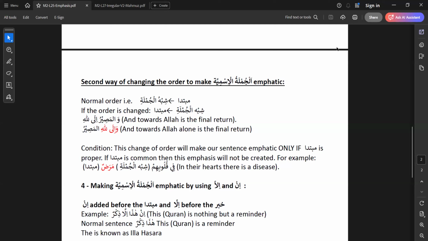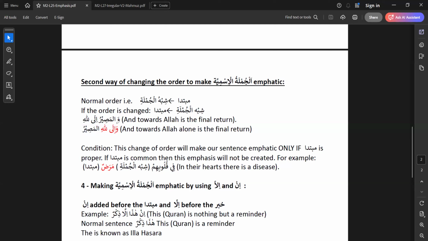But if the order is changed, wa ila Allahil masir, and I'm sure you've seen this example in the Quran. Wa ila Allahil masir. The first time, wal masiru ila Allah, towards Allah is the final return, which makes sense, but to give that emphasis, the order is changed. Wa ila Allahil masir. And towards Allah alone is the final return.